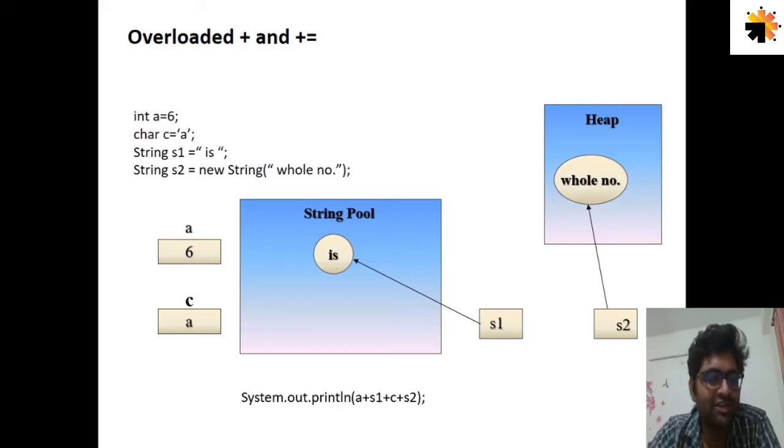Now where will the object be stored? The object will be stored in the string constant pool, because we are using a plus operator over here. So we can see that "6 is a whole number" is an object which is created in the string constant pool before printing it onto the console.